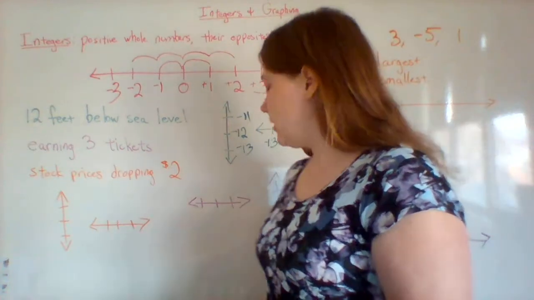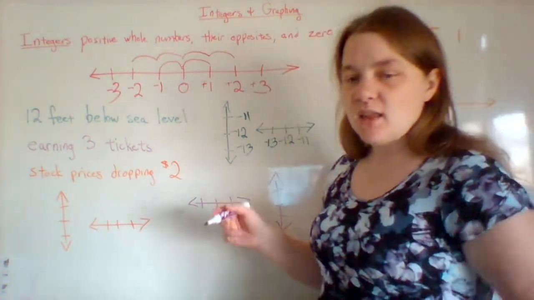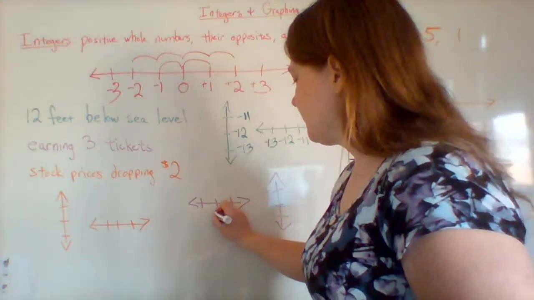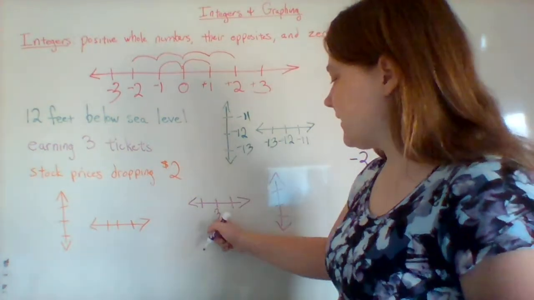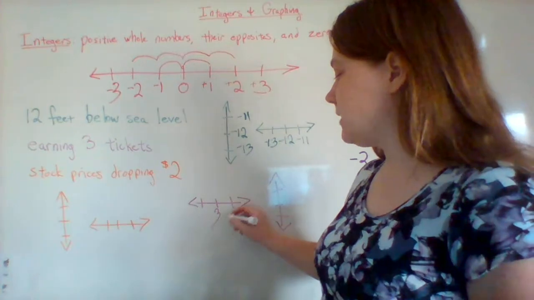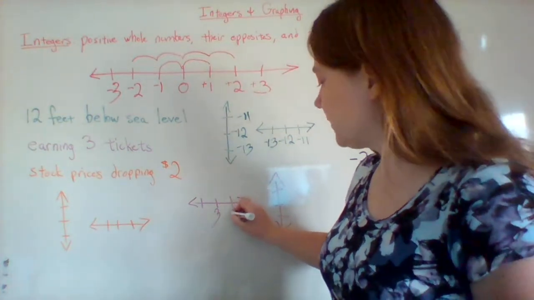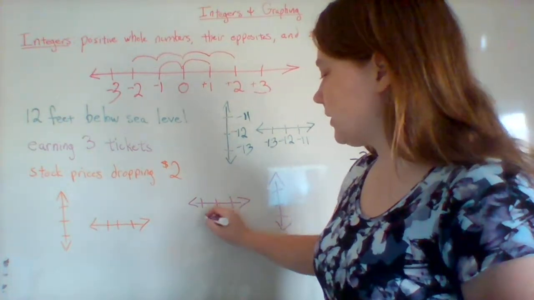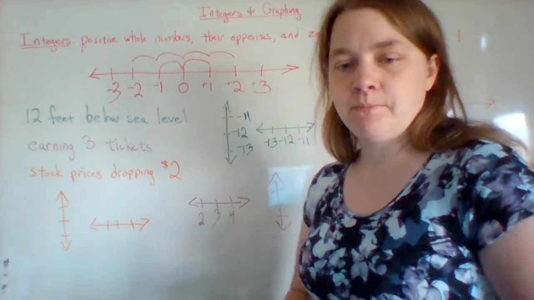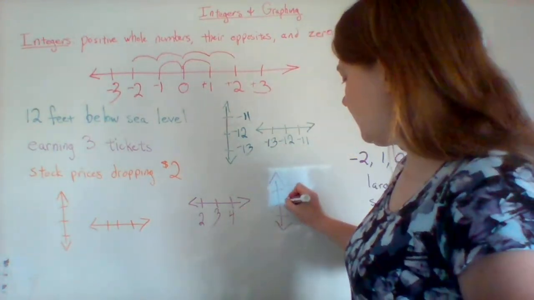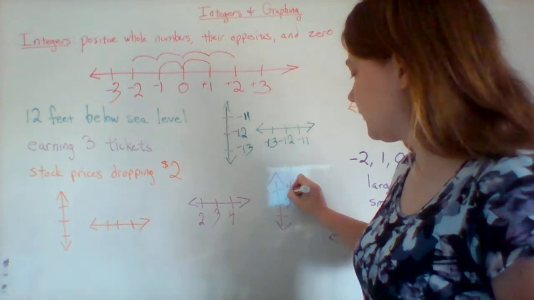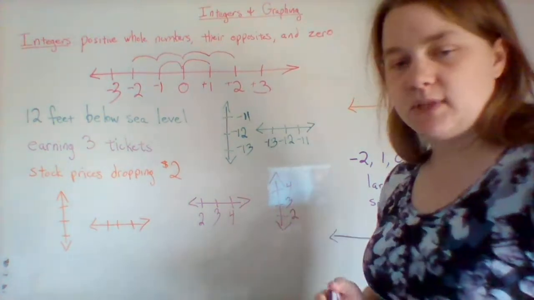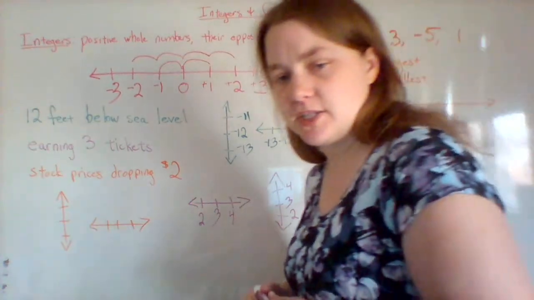Let's take a look at earning 3 tickets. If I earn 3 tickets, I'm going to put a 3 on my number line. And then what happens if I get more towards the positive? Well, 1 more than 3 is 4. 1 less than 3 is 2. Same thing going on the up and down one. 3 goes here. If I get 1 more, that's 4. If I get 1 less, that's 2. Which you can almost see with the glare.